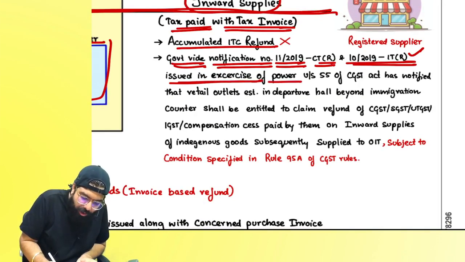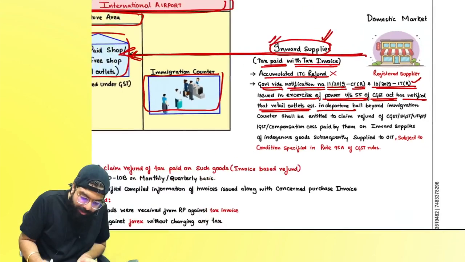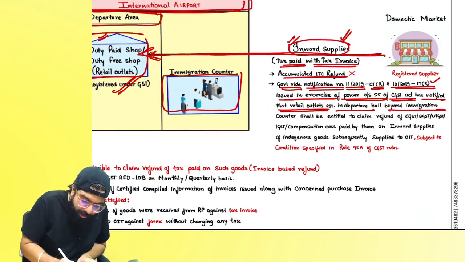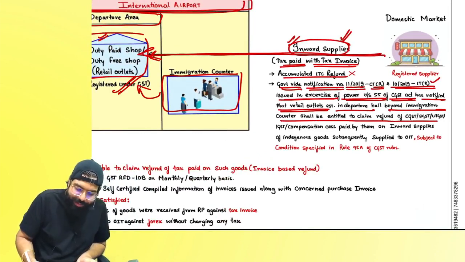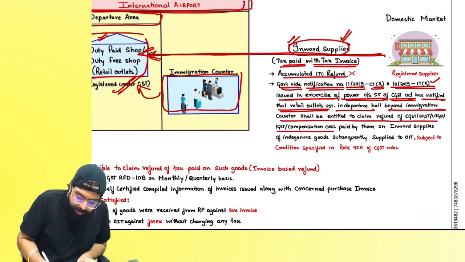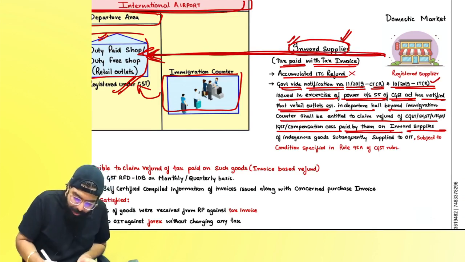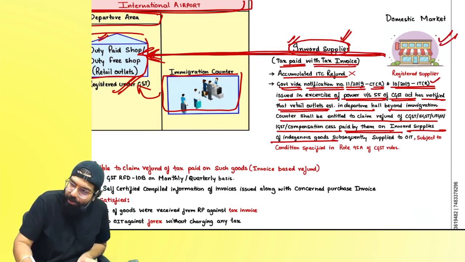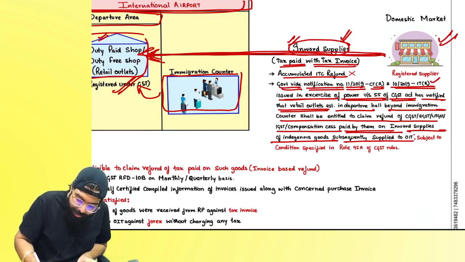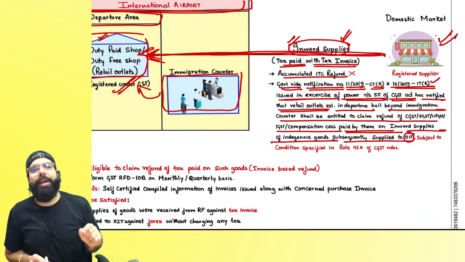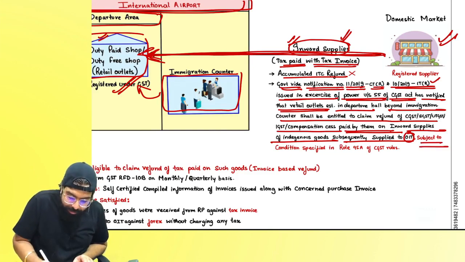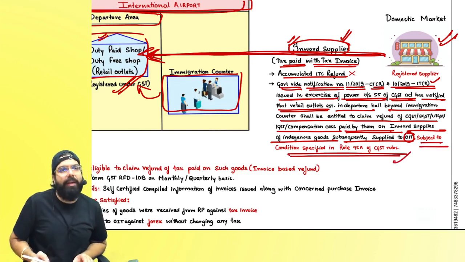and in exercise of power under Section 55 of the CGST Act has notified that a retail outlet established in the departure hall beyond the immigration counter shall be entitled to a refund of CGST, SGST, IGST, UTGST or GST compensation cess paid on inward supplies of indigenous goods, Indian made goods, supplied to whom? OIT, outgoing international tourist, subject to the conditions under Rule 95A.